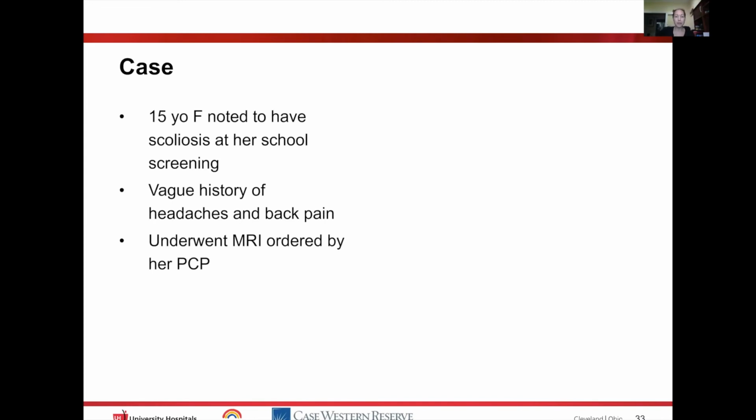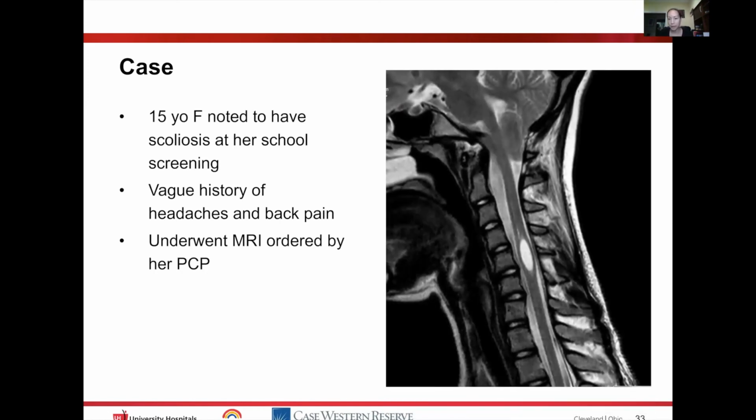And this is a 15-year-old female. At her high school screening, she had scoliosis. She had a vague history of headaches and back pain. And so her PCP ordered an MRI. And here was her MRI. And it's the same sort of thing that we were seeing. This herniation of the cerebellar tonsils, there's a syrinx in her cervical spine. You can see a little bit of abnormality in just the general alignment of her neck.